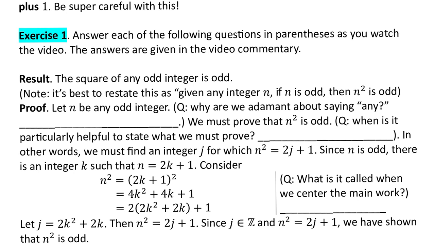And it's best really to say this in another way. Given any odd integer. Well, let's start with any integer whatsoever, and then we're going to check to see if it's odd. If it is odd, we want to show that n squared must be odd. Okay, so that's how we'll start this. Let n be any odd integer. So we're saying if n is odd. Now, why are we adamant about saying any? I've already covered this, but the reason we're adamant about saying any is that we want our proof to work for every possible odd integer. So in that blank, put want the proof to work for all odds.